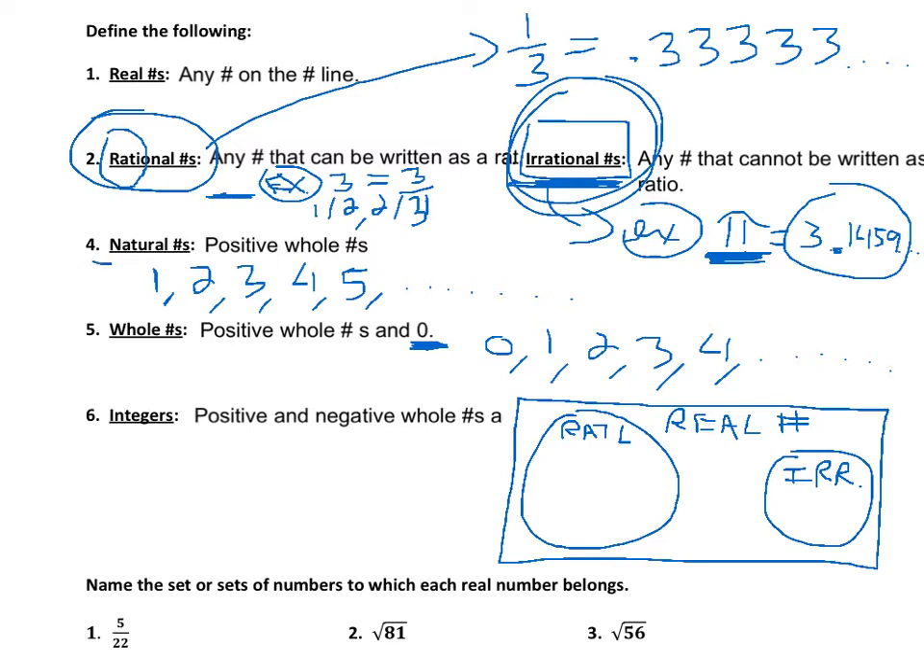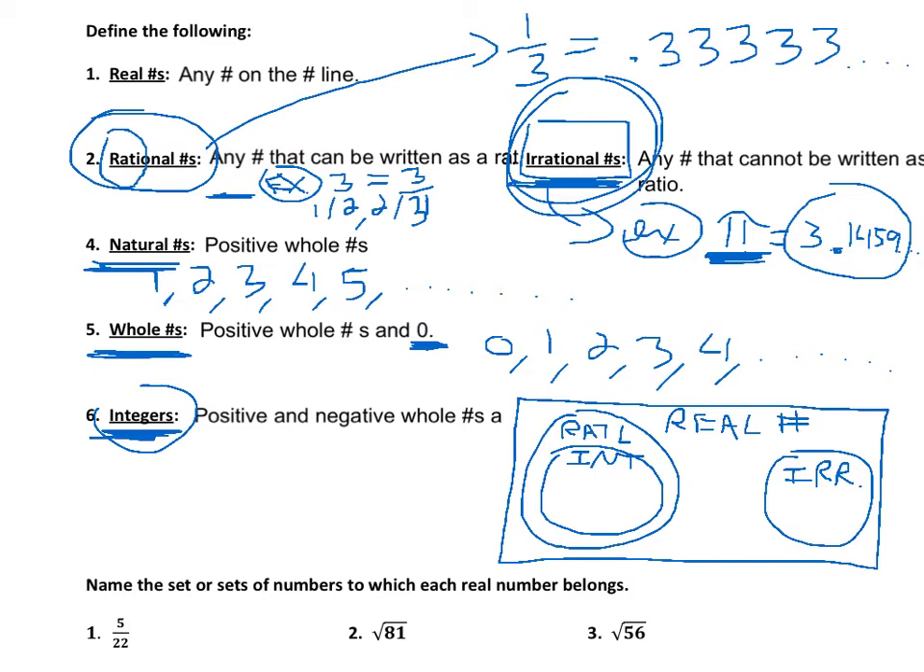Then all these other ones, the natural numbers, the whole numbers, and the integers, well, they can all be written as a fraction or as a ratio. So they're all rational. So I'll put in here, let's see here, the one with the most is the integers. So I'm going to put in here integers. I'm going to put INT.